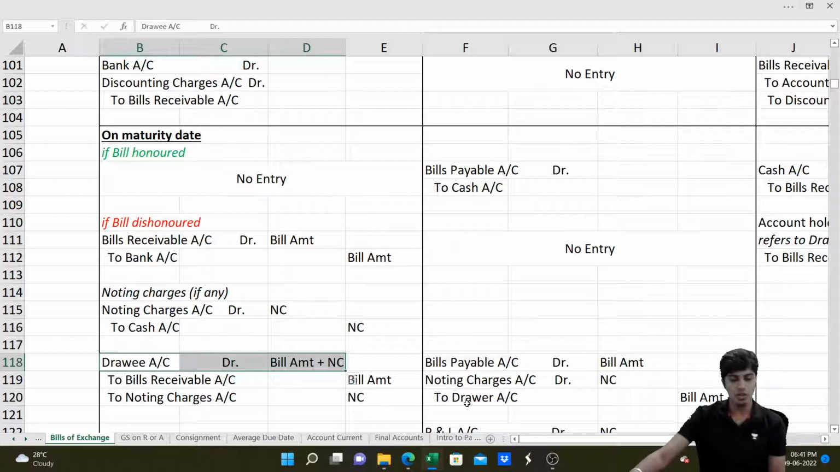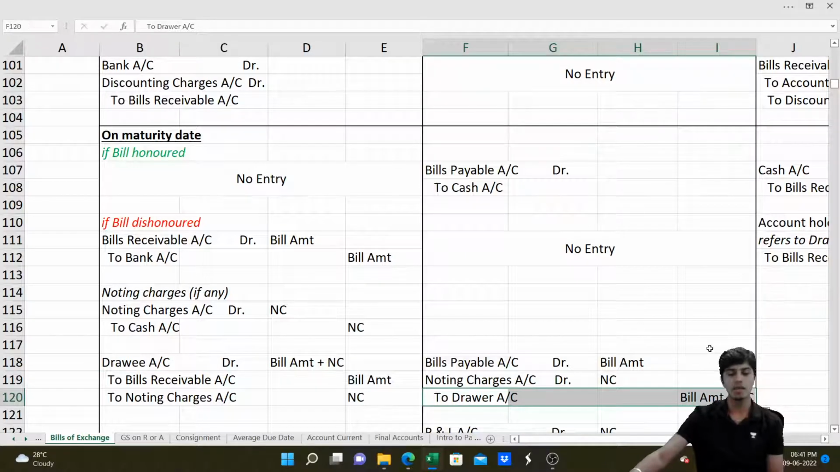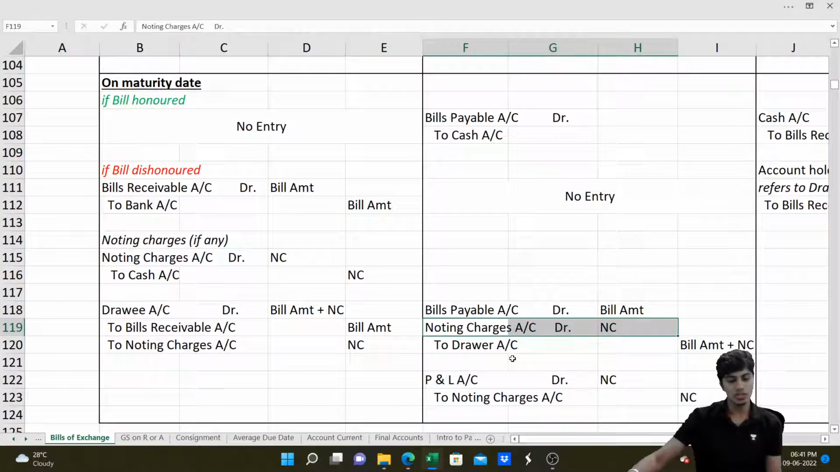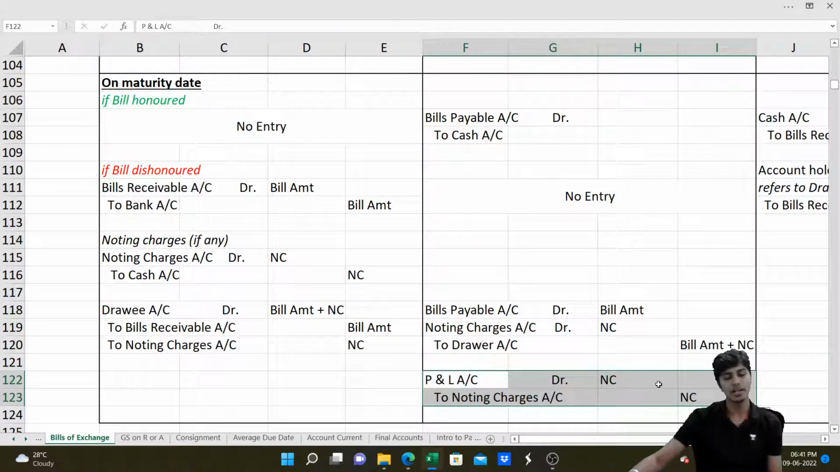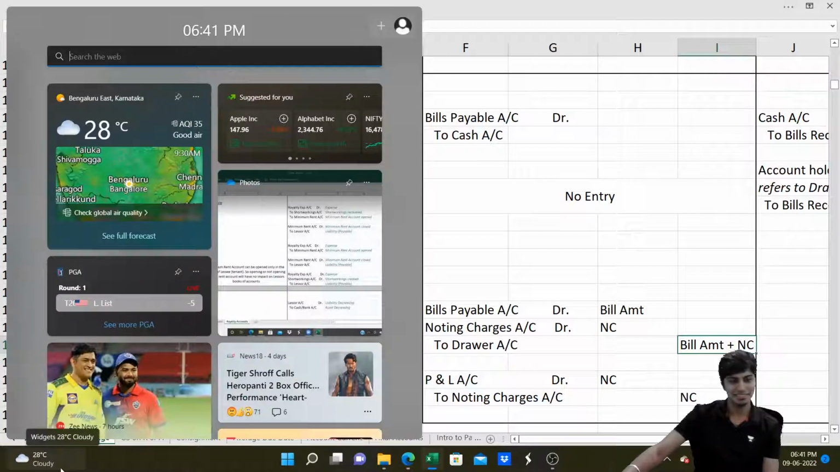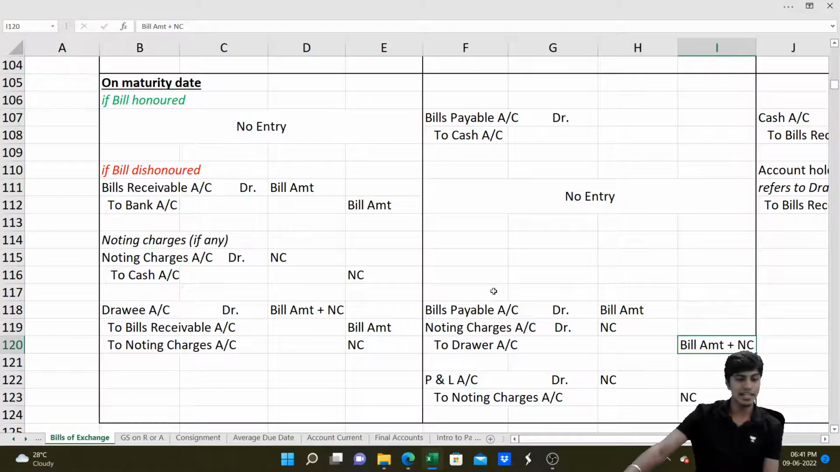And the drawee is going to credit the drawer account with bill amount plus noting charges, because he needs to pay us the bill amount and the noting charge. His bills payable is returned to him, so liability decreases, and noting charges are a new expense to him. He is going to transfer these noting charges to P&L and he should then pay this amount. If he pays it in full, good. If he doesn't pay, to the extent he doesn't pay, it will become bad. I hope you guys understood this.